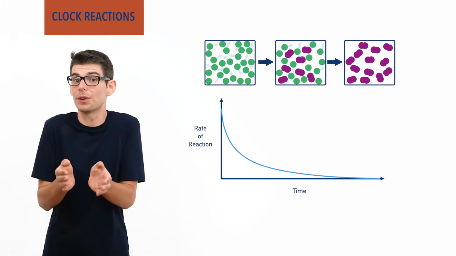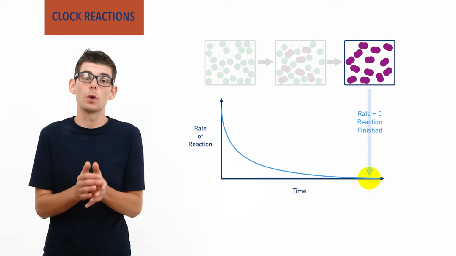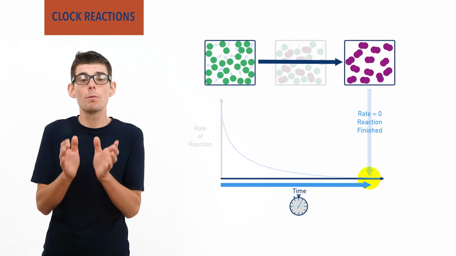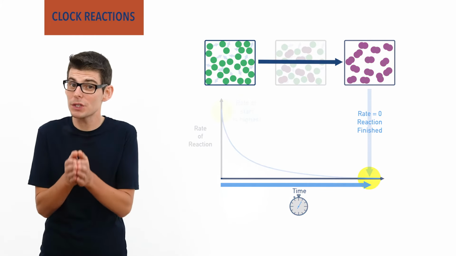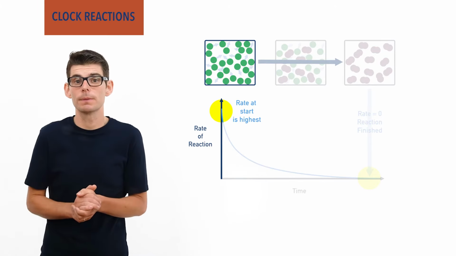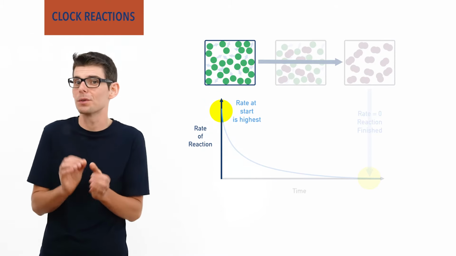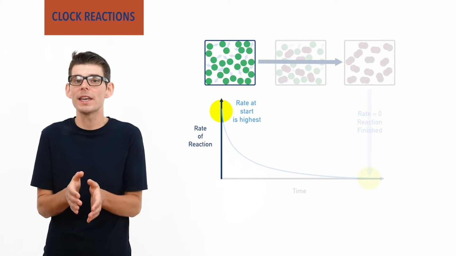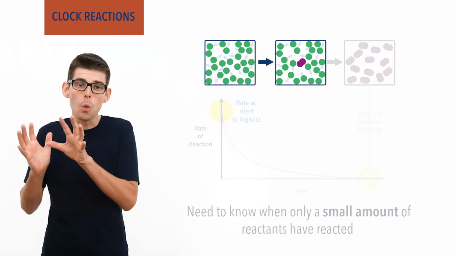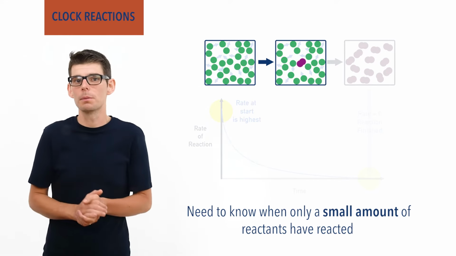We can wait until the reaction is completely finished and measure the rate as an average of how long it took for all the reactants to react. However, the average rate we calculate will be very different to the rate at the very start of the reaction, when the concentrations of reactants were at their highest. To help get around this and measure the rate as close to the start of the reaction as possible, we need a way of being able to know when only a small amount of the reactants have reacted, way before their concentrations change significantly or they are all used up.